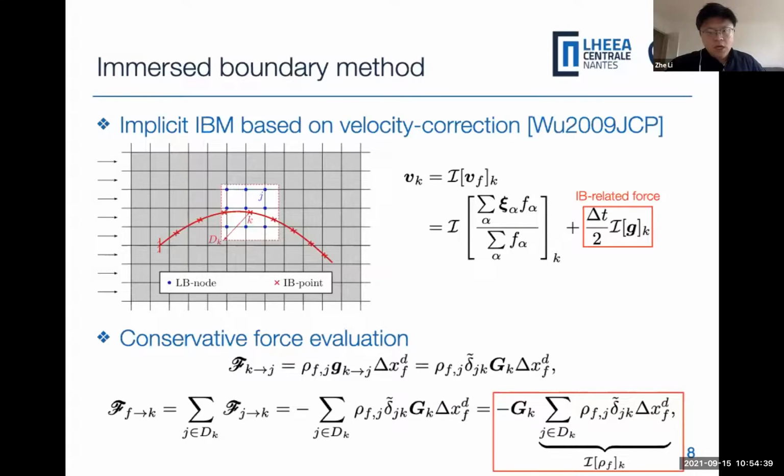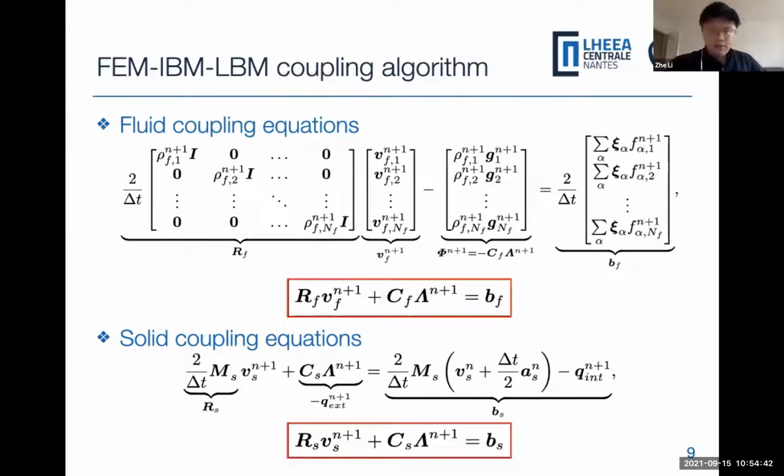Regarding this coupling system of equations, let us first look at the fluid coupling equations. Here I write the definition of the macroscopic fluid velocity for all the LB nodes. You can imagine that the size of this matrix is very large because it contains all the lattice nodes. In practice, we never need to build up this matrix. I just want to show the coupling equation this way to show that our coupling algorithm is a strong coupling system.